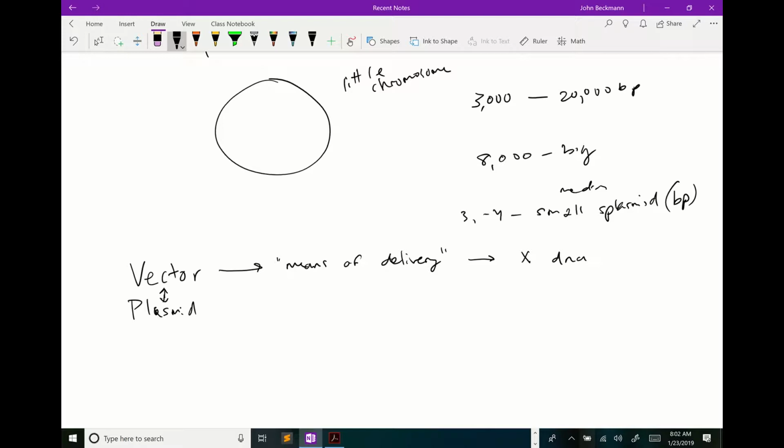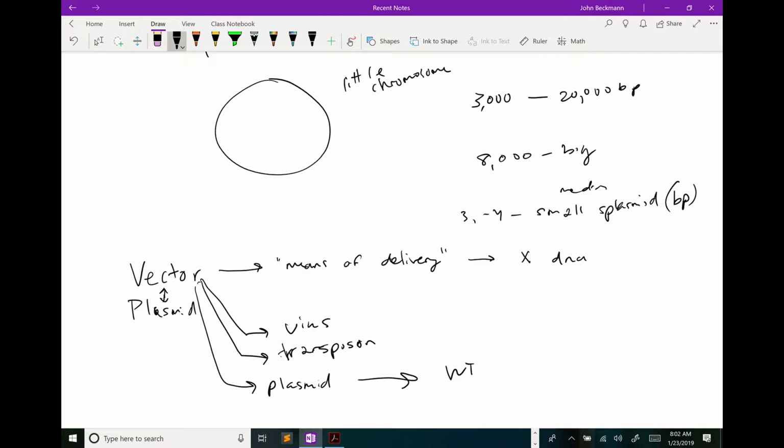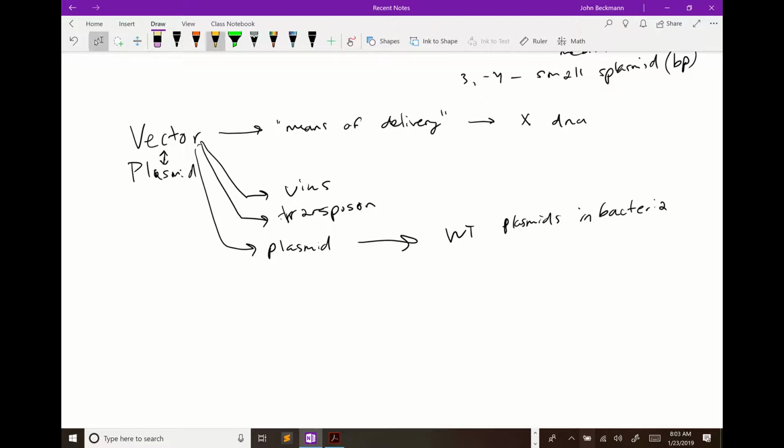So when we say vector, a vector can be many things. A plasmid can be a vector, but a vector could also be a virus. It could also be a transposon. So a vector is in general a higher hierarchy under which a plasmid can be a vector. But a plasmid is not always a vector, right? Sometimes plasmids are just wild type plasmids in bacteria, and they might not be programmed to deliver certain packages. So basically, in a nutshell, a vector is a higher hierarchy. And underneath vector, you could think of viruses, transposons, or plasmids. And a plasmid can be a vector. But oftentimes when people are talking, they'll say, oh, I built this vector, and they'll mean I built this plasmid. So that's that.